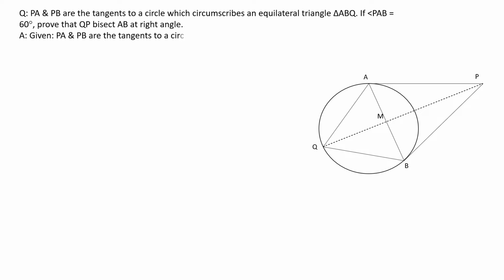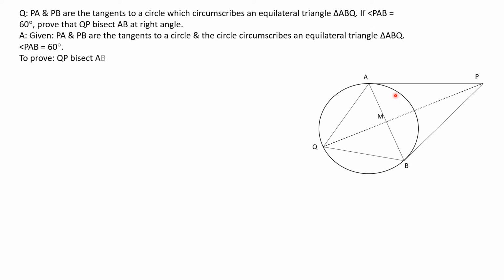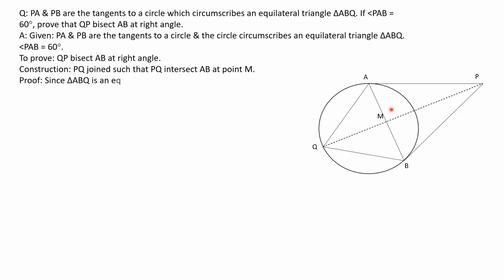So given PA and PB are the tangents to a circle, and the circle circumscribes an equilateral triangle ABQ. Also it is given that angle PAB equals 60 degrees. We need to prove QP bisects AB at right angles. Construction: PQ is joined so that PQ intersects AB at the point M. Proof.